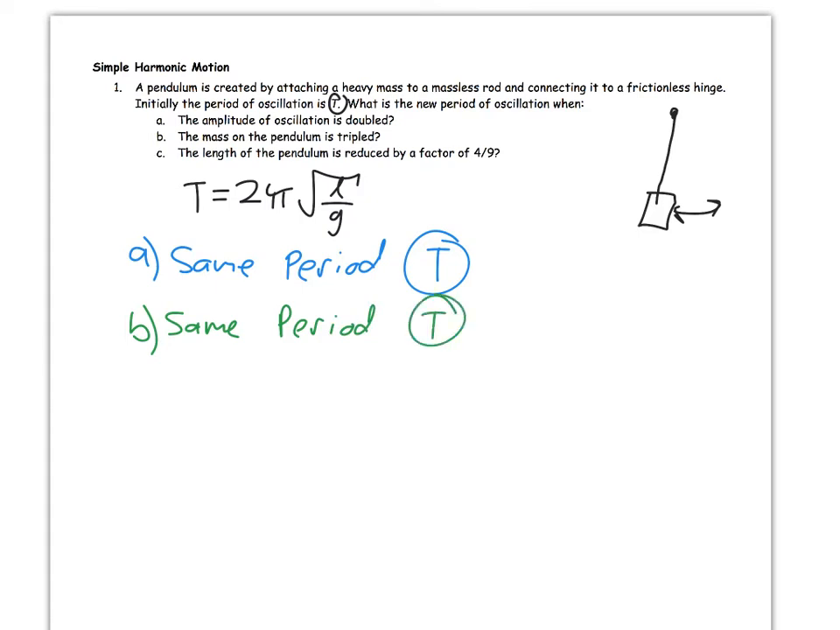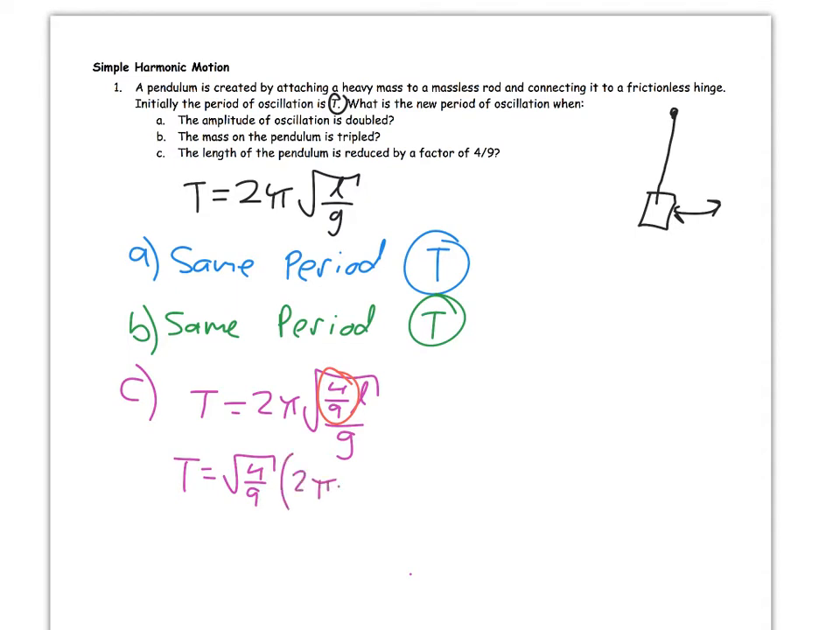For the last one, we actually do have a change here. What happens when the length is reduced by a factor of 4/9? I'm going to set up an equation here. T equals 2 pi times the square root of 4/9 L all over g. I'm going to pull out that 4/9 term and put it out in front, so I'm going to have T equals the square root of 4/9, it's got to stay under that root, times 2 pi times the square root of L over g.